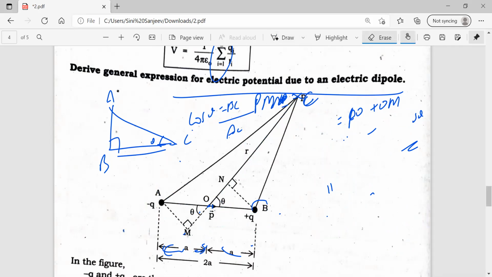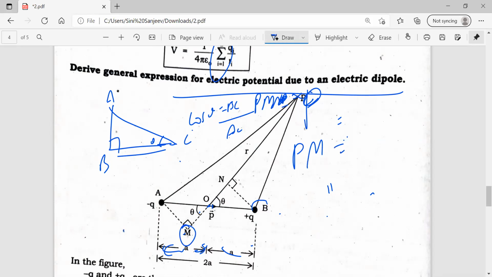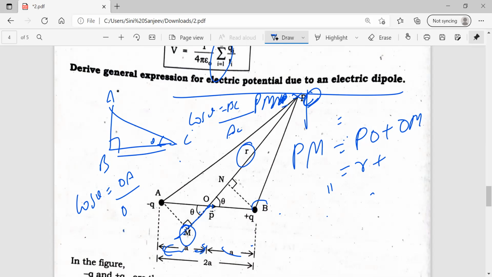So to calculate the dipole moment here, I'll take the point P. PM, this is my M. PM is equal to what? PO plus OM. PO distance is R. What is my OM? If I take cos theta, I'll get OA by OM. Yes or no? Or OM by OA? You have to tell me that at least. Everyone.